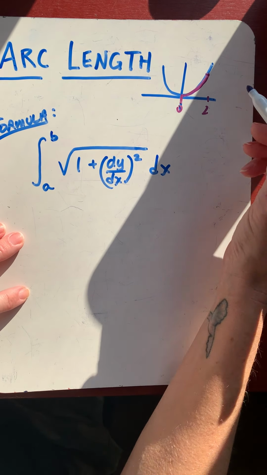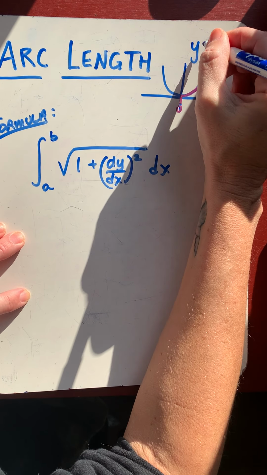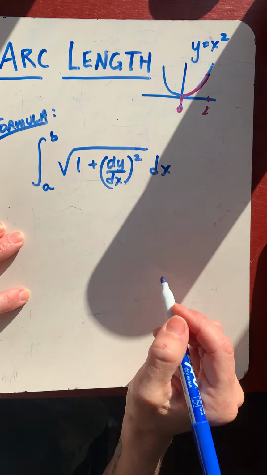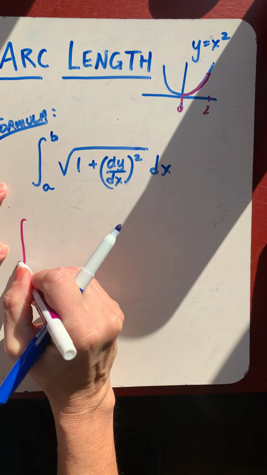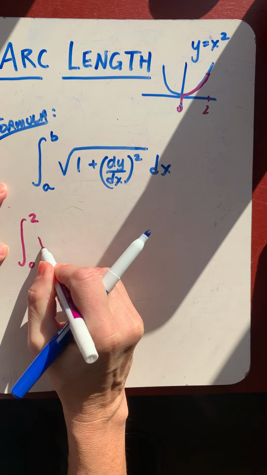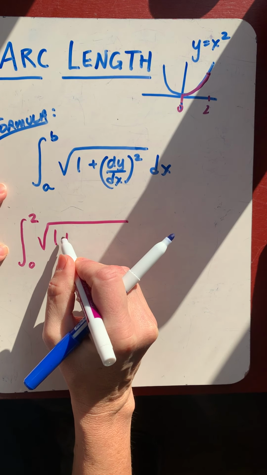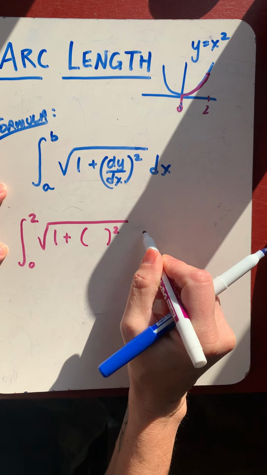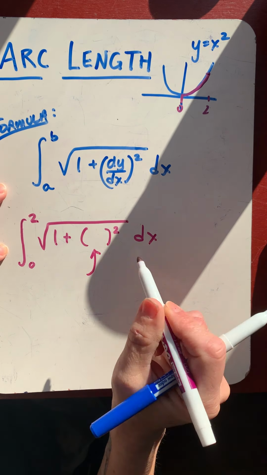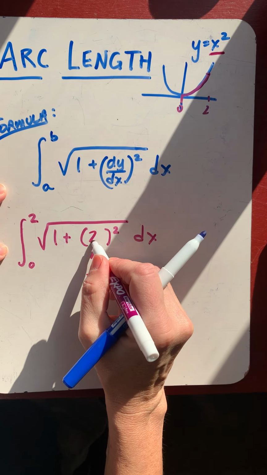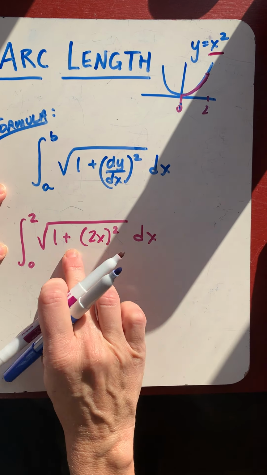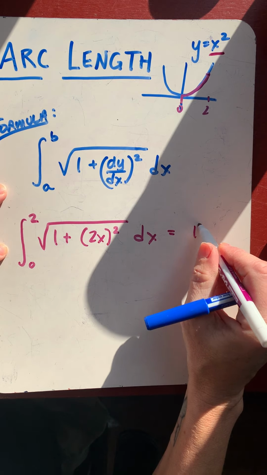So if I were trying to find the arc length of y equals x squared from 0 to 2, I would have the integral from 0 to 2 of the square root of 1 plus dy dx squared with respect to x. So in this space goes the derivative of y with respect to x, so in this case 2x. And that's it. I would put this in my calculator and I'd get a numeric answer.